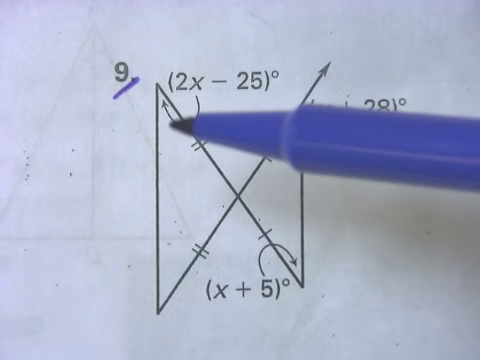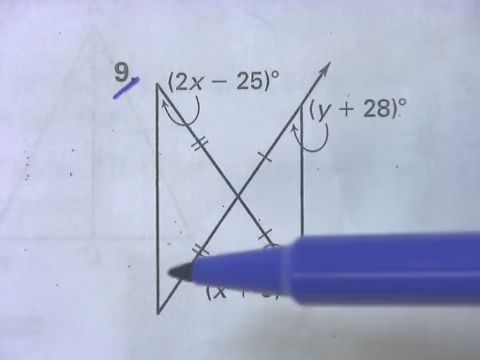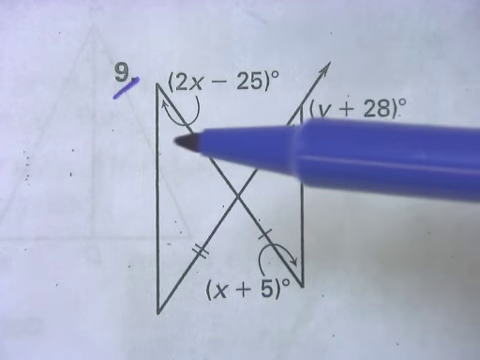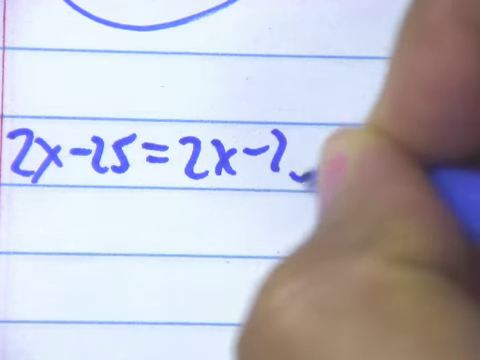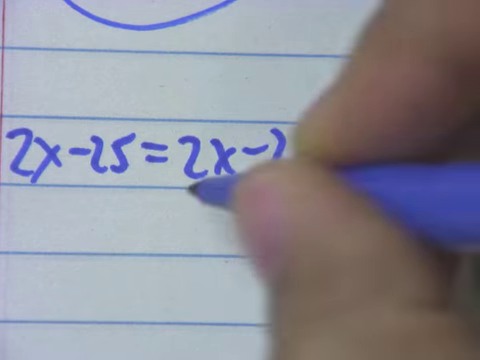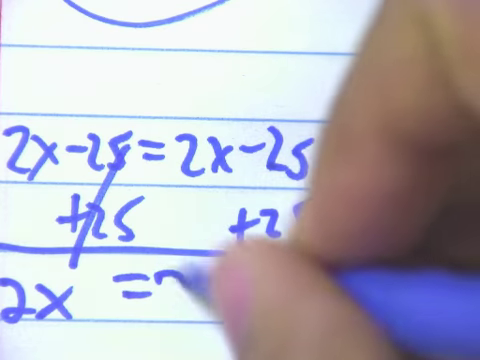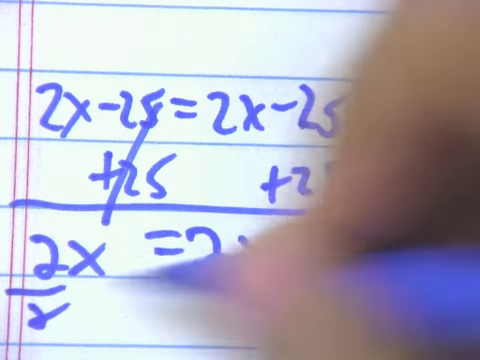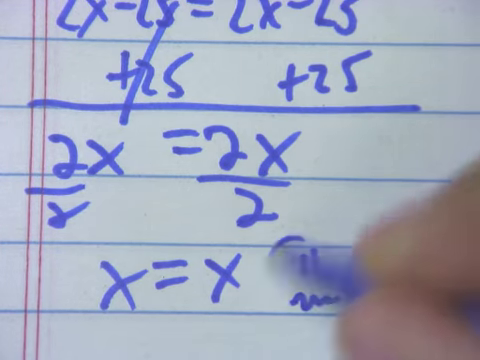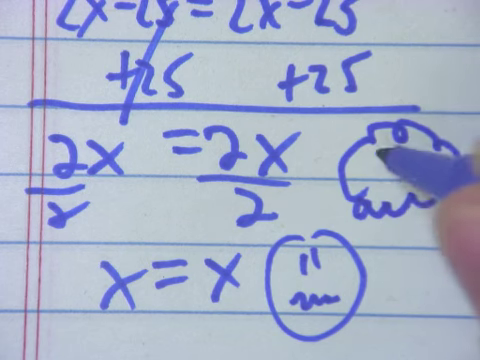I know that this is 2x minus 25, and this is also 2x minus 25. But if you try to set an equation for it, all you're going to get is an all solution. Let me show you what I mean by that. If I say 2x minus 25 is equal to 2x minus 25, here's what we're going to get. We're going to get 2x is equal to 2x. And if I divide both sides by 2, x is equal to x. That doesn't help me any. That doesn't tell me anything.